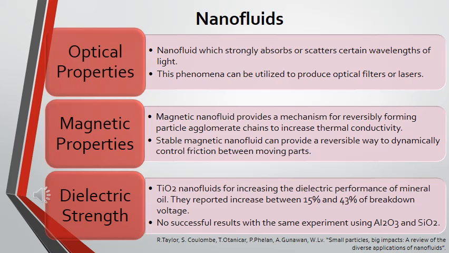Regarding the optical properties, nanofluids can be utilized to produce optical filters or lasers. In the case of magnetic properties, they can provide a mechanism for reversibly forming particle agglomerate chains to increase thermal conductivity and control friction between moving parts. Regarding dielectric strength, titanium dioxide nanofluids have been proved to increase the dielectric performance of mineral oil, but studies using aluminum oxide and silica have not been successful, so more studies have to be performed in the area.